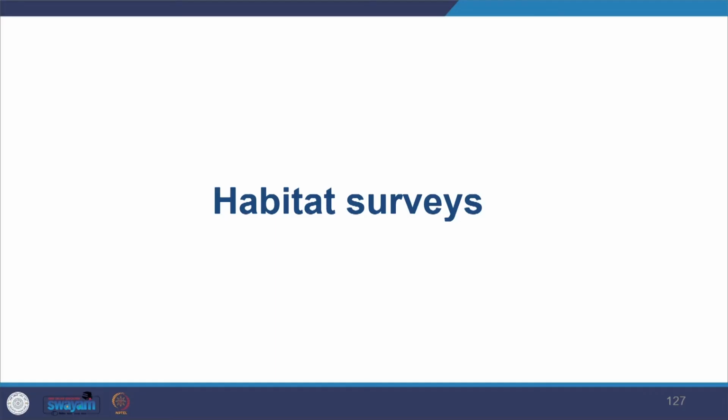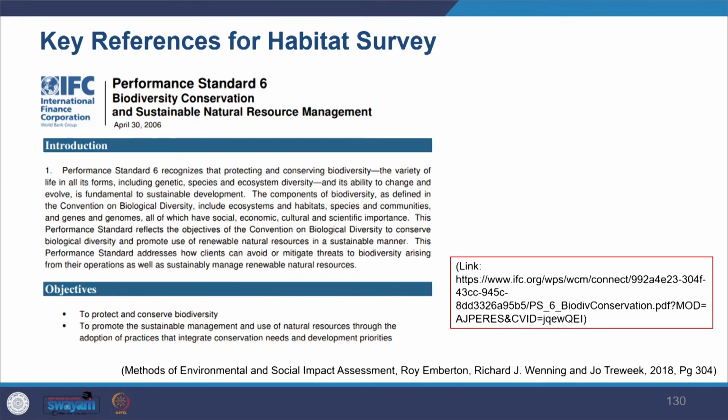Then you have habitat survey. So you undertake detailed habitat survey, and then mostly when you look at the habitat survey, you have to confirm whether there is presence of rare species or protected species or not, and what is the conservation status in that. So that all you need to do in this. And for this, you get the key reference, IFC Performance Standard 6, which provides you the guidelines for habitat survey.